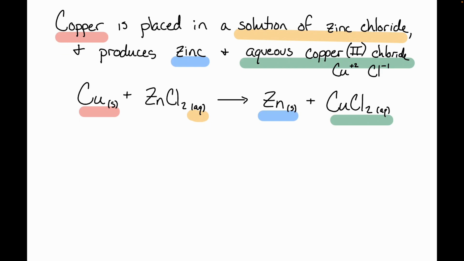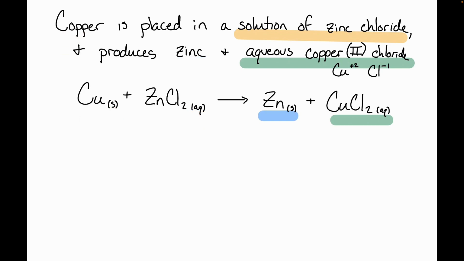Okay? And then luck has it that this equation is already balanced with these 1, 1, 1 coefficients here. I got the same number of coppers on both sides, the same number of zincs on both sides, and the same number of chlorines on both sides. So in terms of balancing, I'm just going to leave all those coefficients as 1. All right, and again, this was our example of a single replacement reaction.